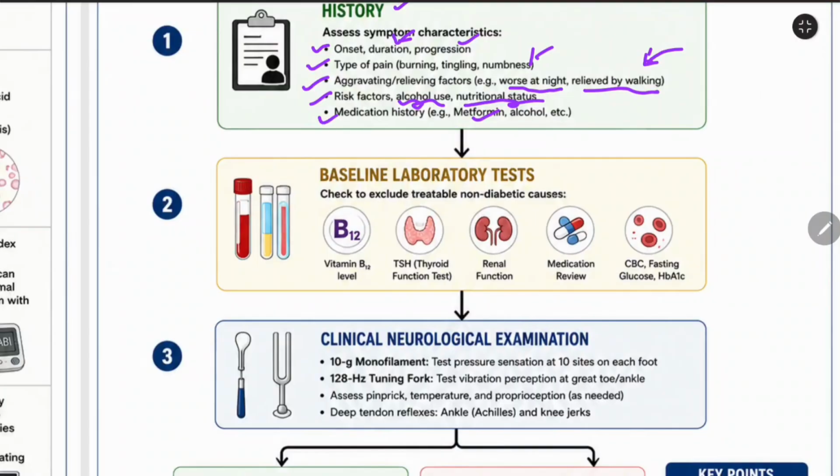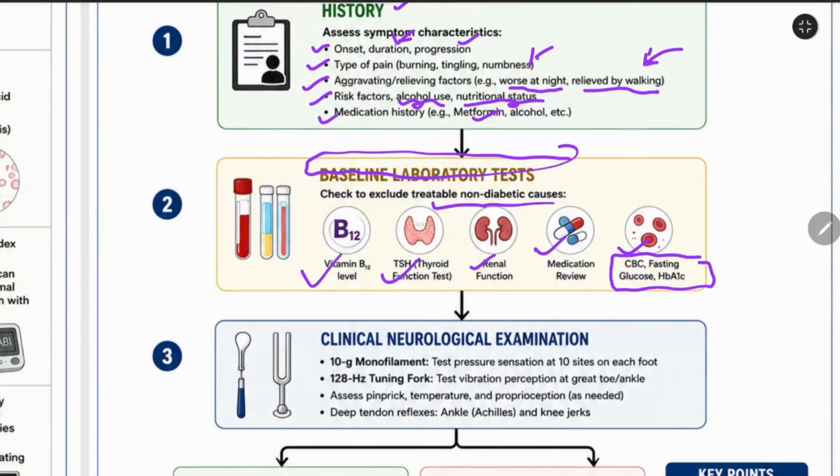After taking this history, we will move to some basic laboratory tests to exclude treatable non-diabetic causes. We'll do B12, thyroid function test, renal function test, because uremic neuropathy can also occur. Medication review to see whether there is metformin, and CBC, fasting glucose and HbA1c. Why? Because this will tell us the diabetic status of the patient, whether it is well controlled or not.